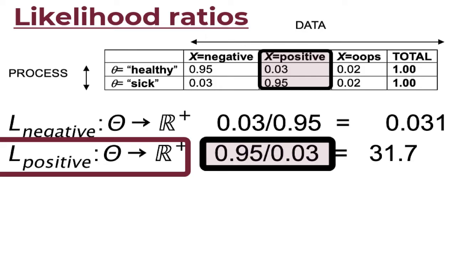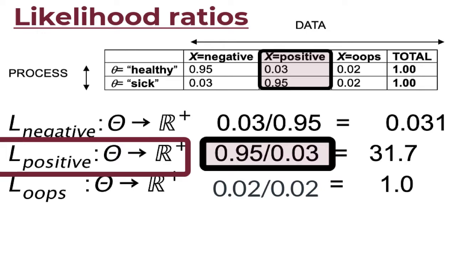That's called the likelihood function. For positive, the likelihood for healthy is 0.03. Likelihood function for sick is 0.95. It's a lot bigger for sick than healthy. That seems to lean in the direction of this patient is sick, doesn't have the sickness. So the key here is the likelihood function compares explanations for the observation. Could be a true positive, could be a false positive.